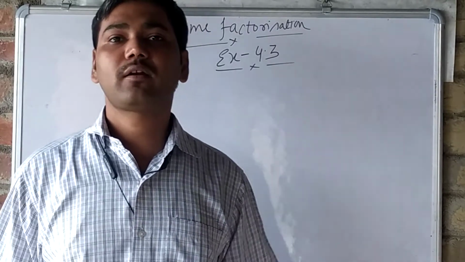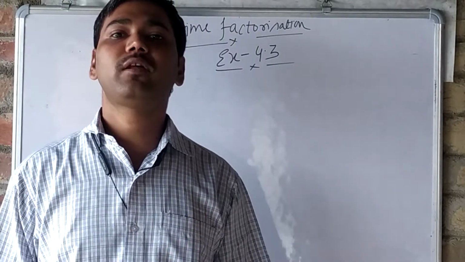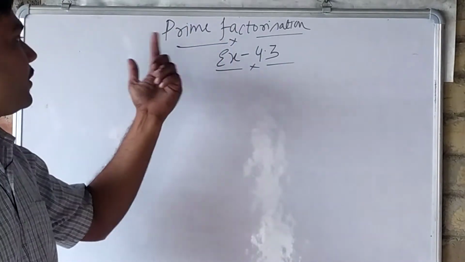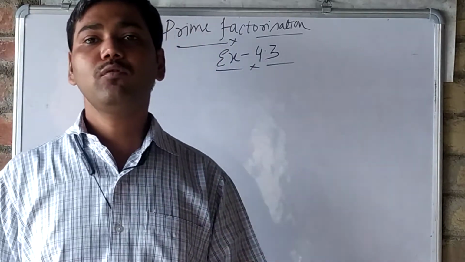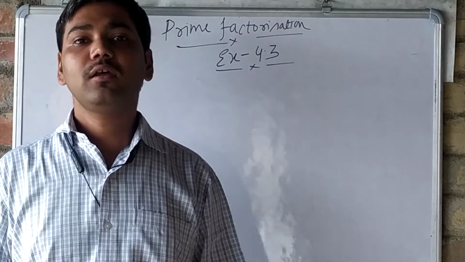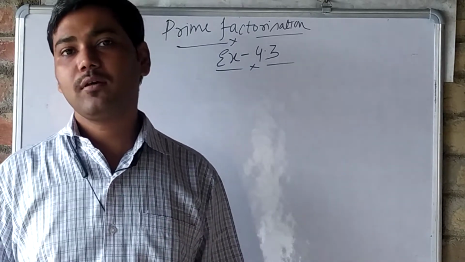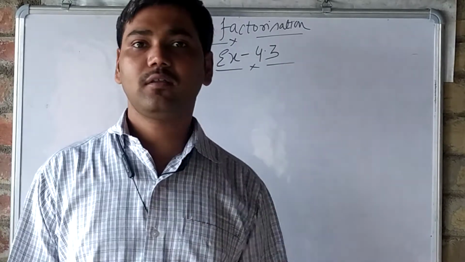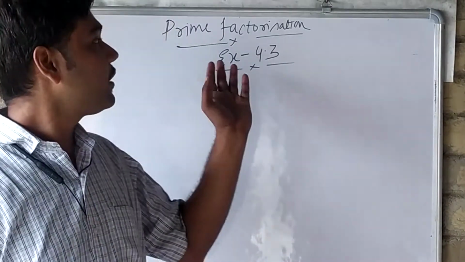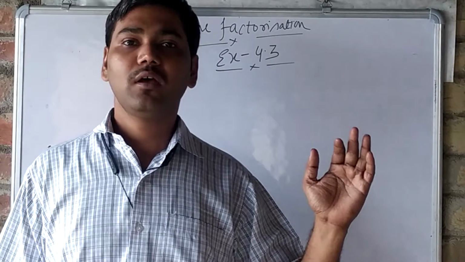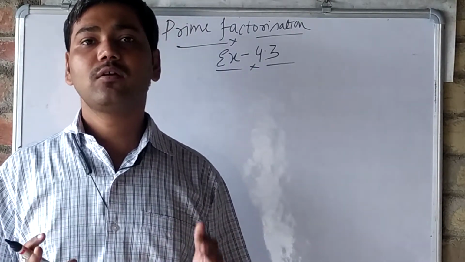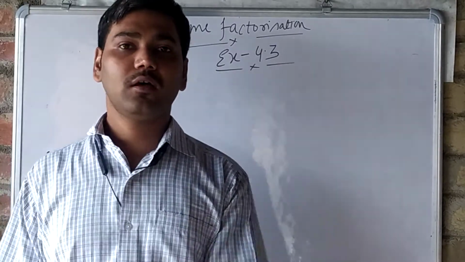Understand, prime factorization, the name itself tells that the factors will always be prime numbers. We have to solve until we get the factors in prime numbers. In simple language, prime factorization means we have to divide and reach the factors, till where? Till we get the prime numbers.